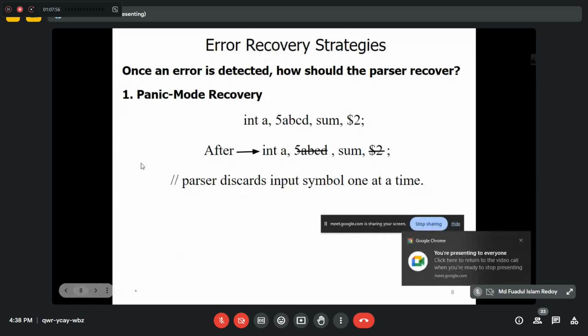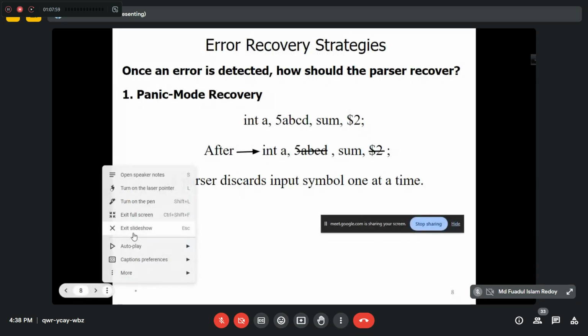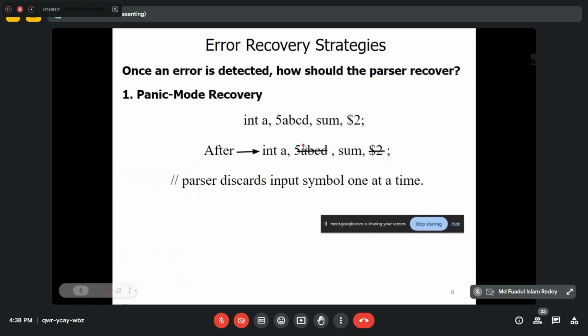So this is the example of panic mode recovery, but here I use line throw cut, but you need to cut like this one, one by one. Okay, like this. You need to cut like this.